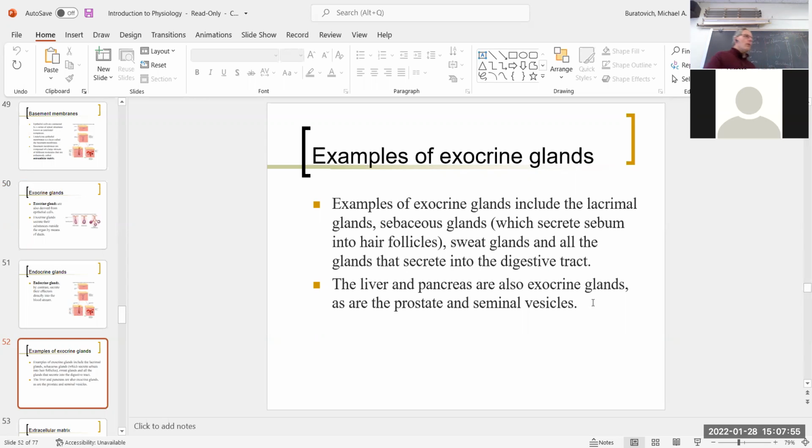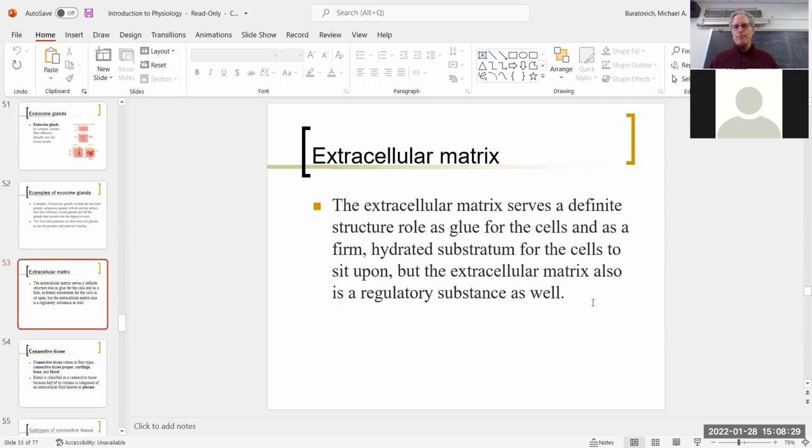Sweat glands secrete liquid, but also salty liquid. And then some things are excreted into the sweat as well. And then there are glands that you find throughout the digestive tract. The pancreas is kind of a two-tone thing. It's an exocrine and an endocrine organ. The liver also secretes things into a ductal system. The prostate and the seminal vesicles are examples of exocrine glands, and so on and so forth.